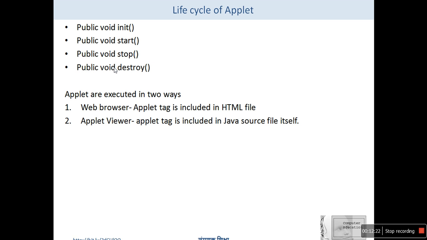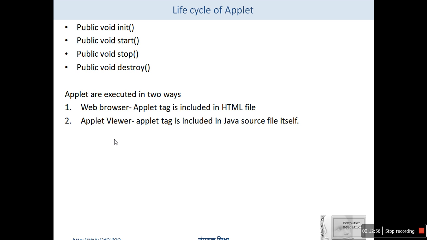If at any moment of time you want to pause your applet execution, then you call this method, that is called stop. And to free the memory of the applet, you call the destroy method. So these four methods are there. Here we have to understand the difference between stop and destroy. The main difference between these two methods is that the destroy method will deallocate the memory of an applet, while the stop method will not deallocate the memory, it just pauses the execution of the applet.